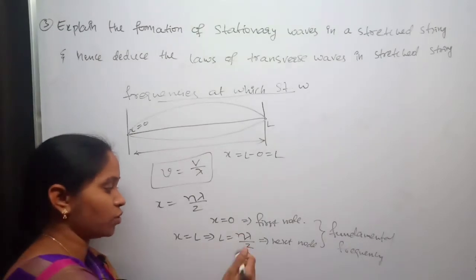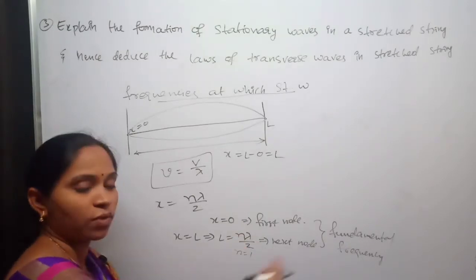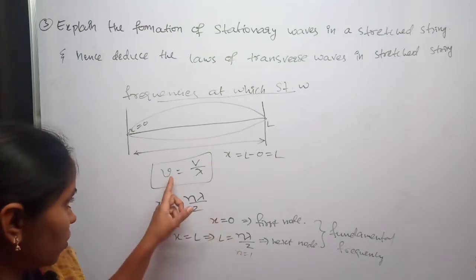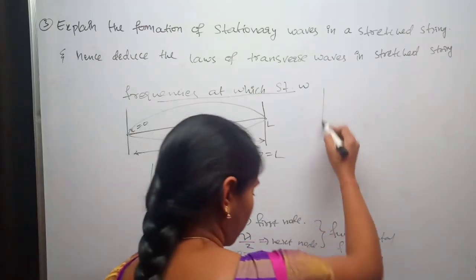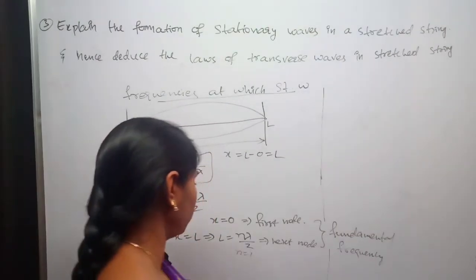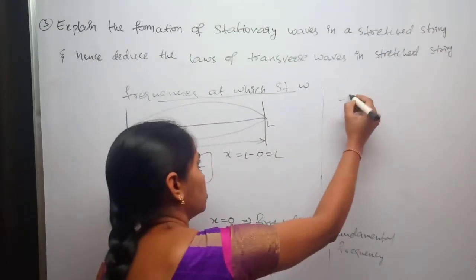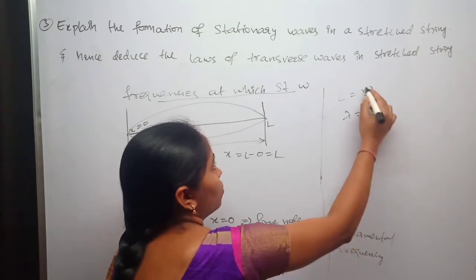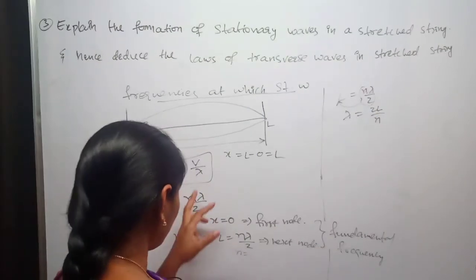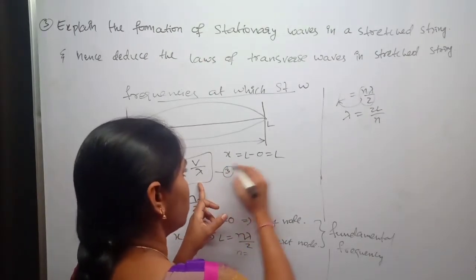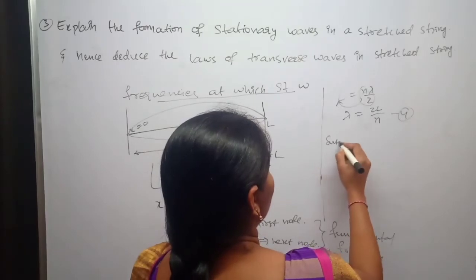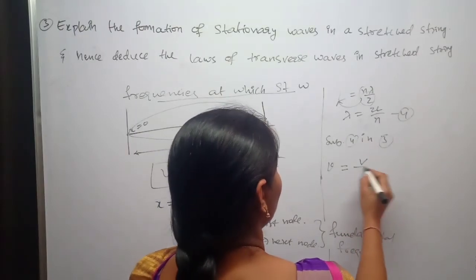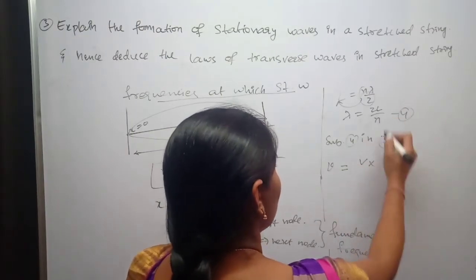If you keep n equals to 1, L equals to lambda by 2 for the fundamental frequency. And we know that nu equals v by lambda. From the equation L is equal to n lambda by 2, lambda is equal to 2L by n. I consider this equation as number 3 and this as number 4. Substitute equation 4 in 3. Therefore, the frequency nu is equal to v into n by 2L.